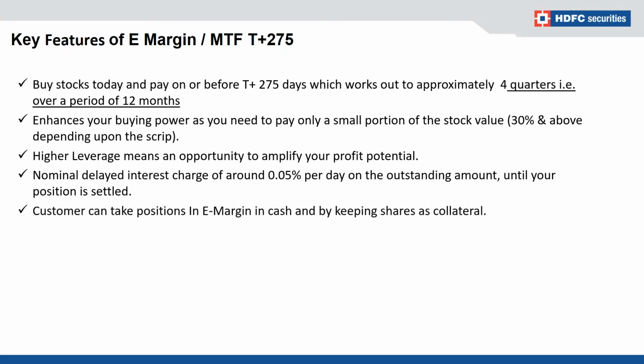Customers can also pay cash and take Emargin positions, or customers can keep shares as collateral. So it depends on customer to customer. Some customers may say, okay, fine, I have 30% cash, I will pay 30% cash. Some customers may say, I do not have cash, I have some stocks. So against those stocks, we'll give some limit that will be known as shares as collateral. And against those limits, customers can take positions in Emargin.